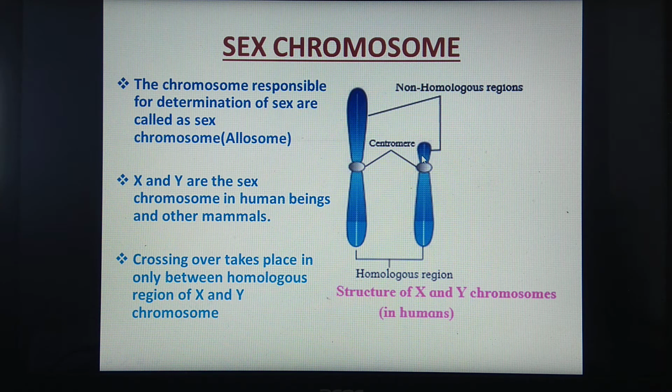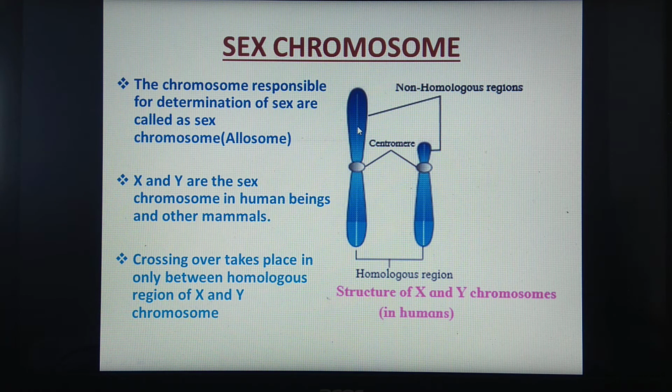Similarly, here, this is the non-homologous region. Genes present on non-homologous region of Y chromosome are called Y-linked genes. So remember the meaning of X-linked gene and Y-linked gene. Here the word non-homologous region is important, which is a dissimilar region of X and Y chromosome. So different genes are present on non-homologous part of X chromosome and Y chromosome.